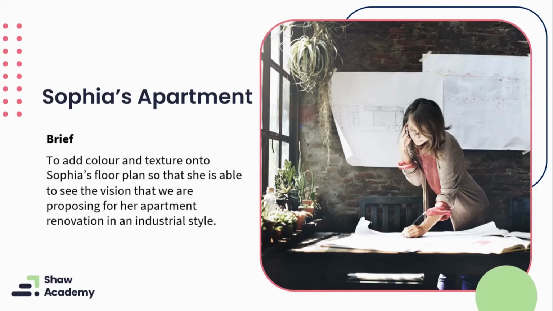Our brief is to add color and texture onto Sophia's floor plan so that she is able to see the vision, the feeling, and the function that we are proposing within her space. The style that we're using is an industrial style, and our color scheme is probably going to be a neutral color scheme. If you want to get a copy of Sophia's floor plan, you can find it in your summary notes within your course module. Print it off and you can get started.